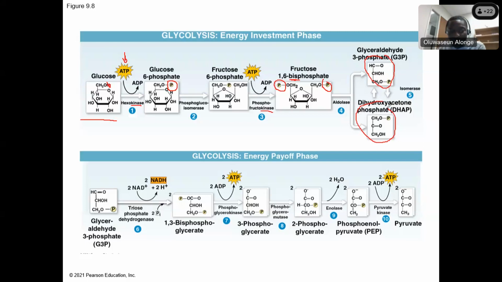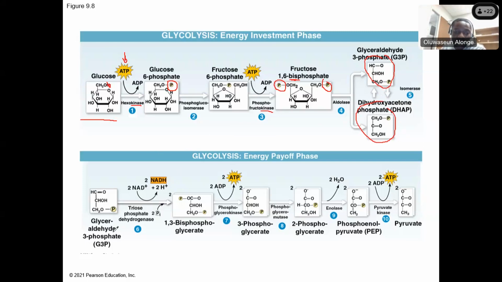Our endpoint is pyruvate. Now, what is the next thing that is going to happen? This is now the payoff stage. In the payoff stage, we are not going to get ATP alone. We're also going to get NADH, which is the electron carrier.